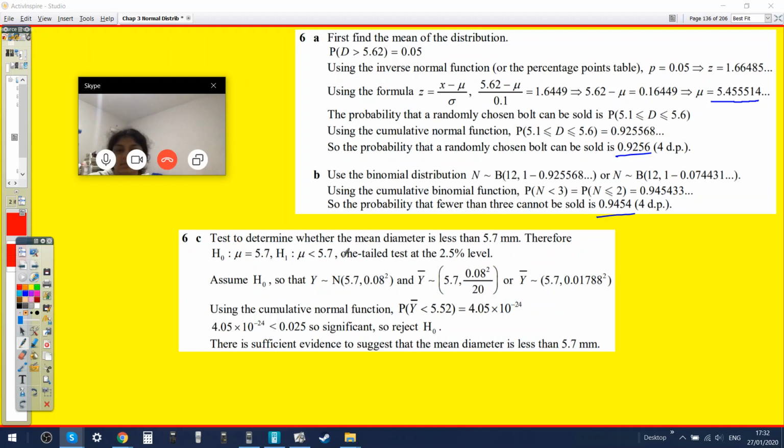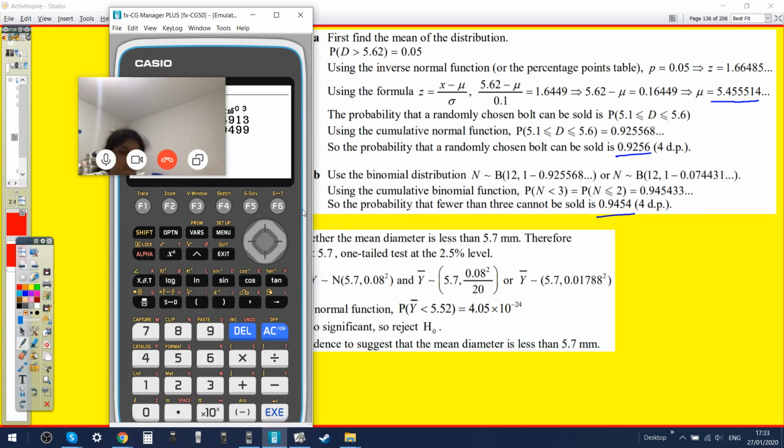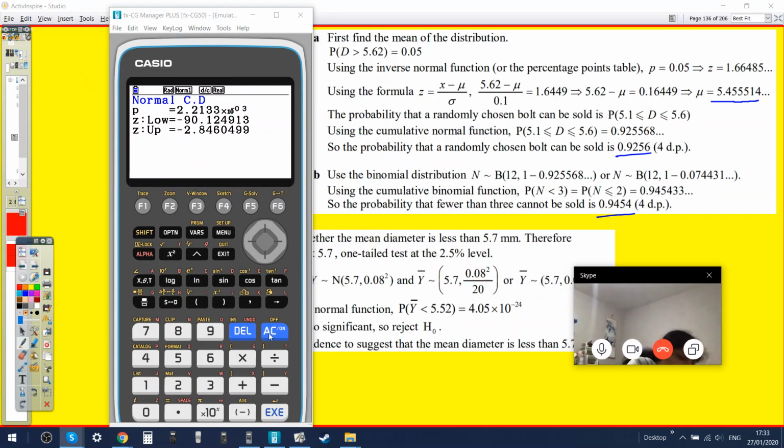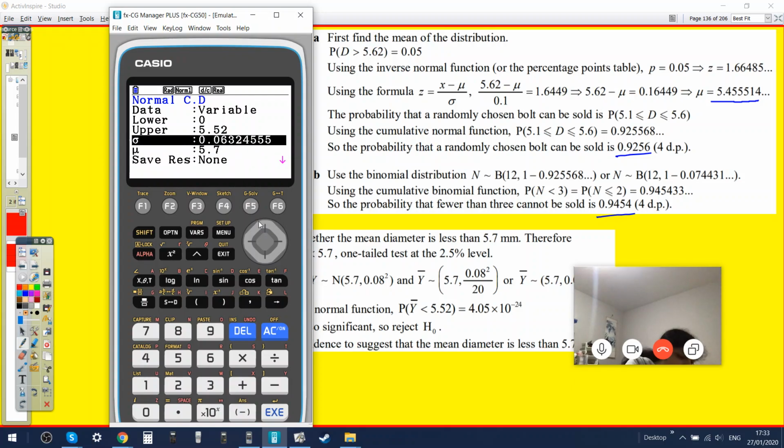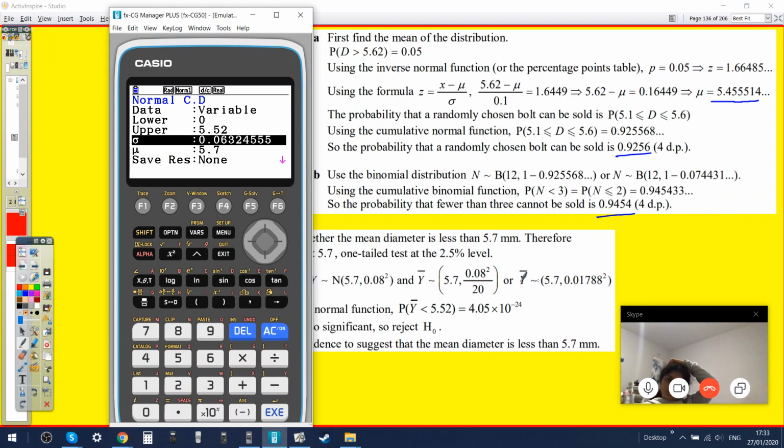I don't know what this is about. Let's see. Mean is that. H1 is less than that. One tail test at 2.5%. That is 5.7. Yeah, and the sample mean is 5.7. Hang on, 0.017. Let's just check that that's okay. We're square rooting our standard deviation wrong, I think.